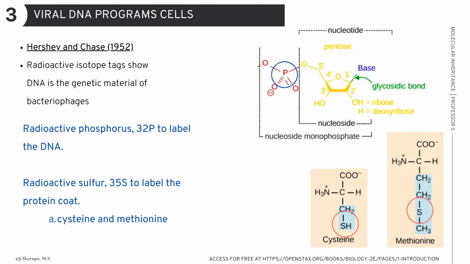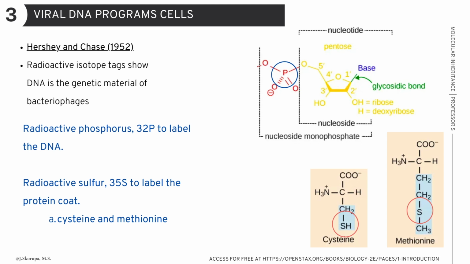Now, why radioactive phosphorus? Remember, we're trying to figure out if the genetic material is DNA or protein. Phosphorus is abundant in DNA. See the P circled up at the top in that nucleotide? DNA is a polymer of nucleotides, each consisting of a nitrogenous base, a sugar, and of course, a phosphate group. Whereas sulfur is present in two amino acids of protein, specifically cysteine and methionine, pictured here. Find the sulfurs circled in each.